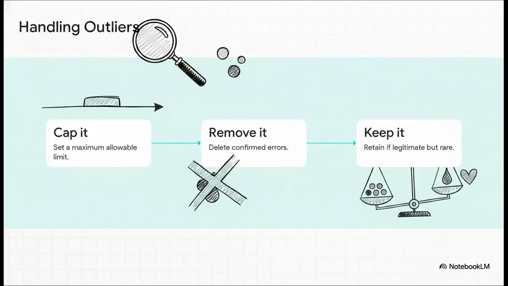So what do you actually do when you spot one of those? Well, you basically have 3 choices in your data prep toolkit. Number 1, you can cap it, essentially setting a maximum limit so it doesn't drag your averages to the moon. Number 2, you can just remove it entirely, but generally only if you've confirmed it's a straight-up typo. Or number 3, you keep it. You leave it in the dataset because it's a legitimate, even if rare, data point that actually reflects reality.